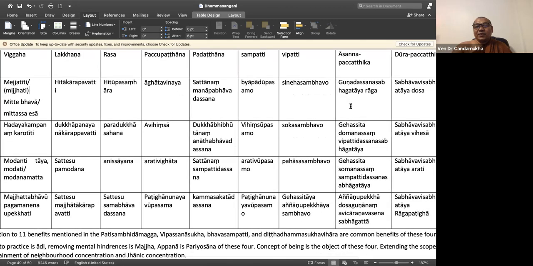So asanna paccatthika, the very close enemy. Like people, we have a close enemy and a far distant enemy. So metta bhavana also has close and distant enemies. The close enemy is raga. What is the reason? Guna dassana sabhagataya. When you have attachment to something, you see only the good point, no weak point. So also in metta, when you practice metta bhavana, you see only the good point. Guna means a good virtue or good point. Guna dassana sabhagataya. They are the same: raga also sees the good point, and metta also sees the good point of another being.